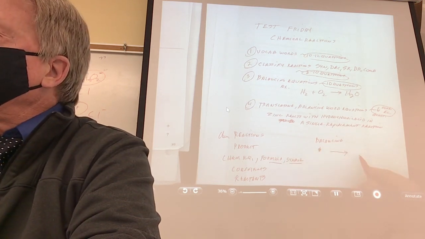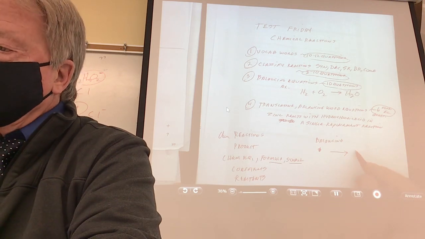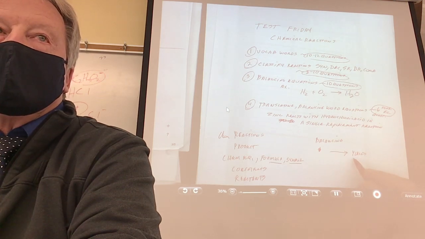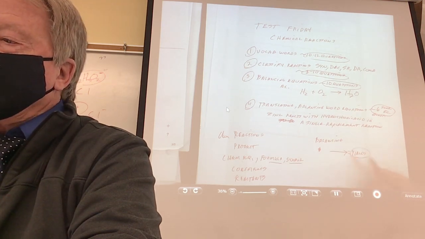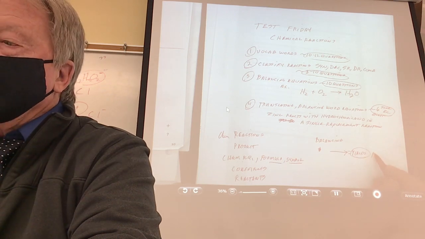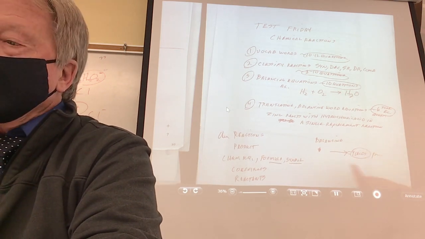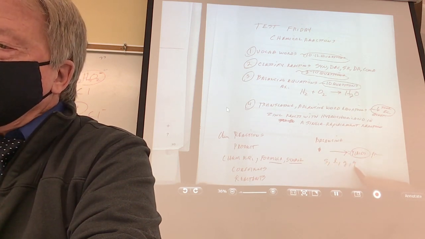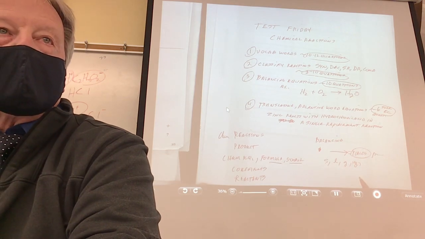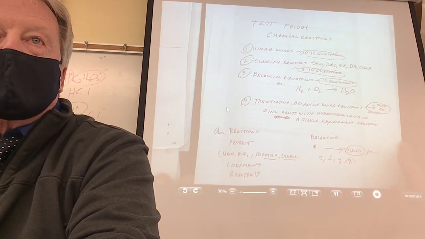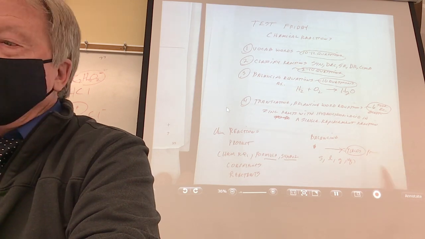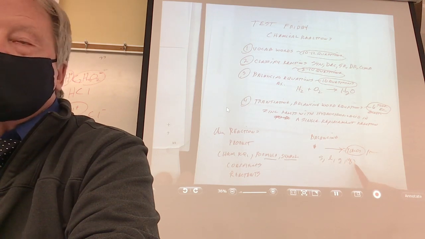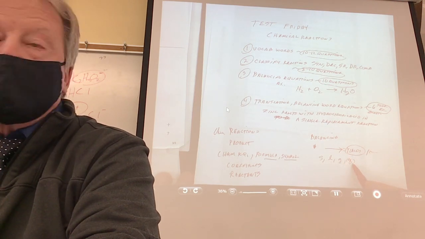What does the arrow stand for? Yields. What's another way of saying yields? The arrow means yields. What else? Produces, makes. Everybody get that? All right. How about another one? How about S, L, G, AQ? Who knows that one? You know those? All right. What are they? Real quickly. Solid, liquid, gas, dissolved in water, AQ.